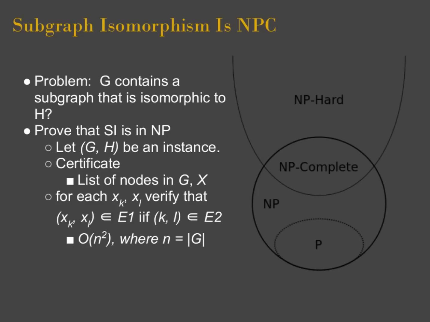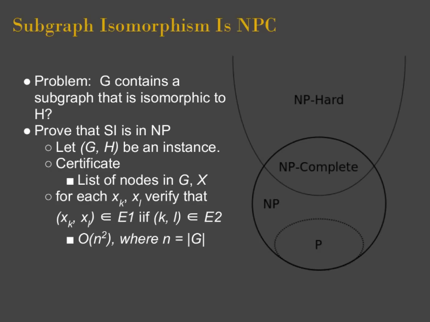So let's refresh ourselves on the problem. G contains a subgraph that is isomorphic to H. So given two graphs, does G have a subgraph that's isomorphic to H? To prove that it's in NP, let an instance of the problem be that input G, H that I was talking about, two graphs. Your certificate can also be an input. Remember, we're trying to show that it's verifiable in polynomial time. So the certificate could be a list of nodes in G. It's important that it's a list here, not a set, so an ordering of nodes.